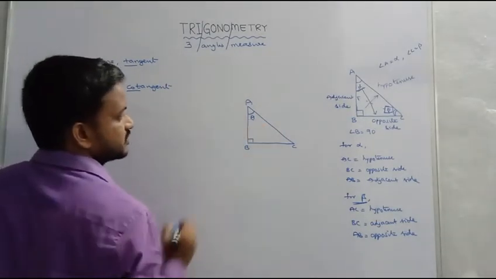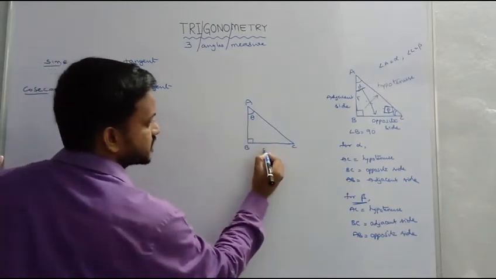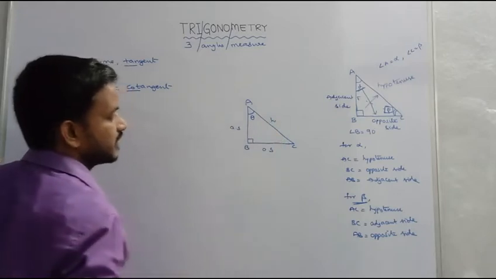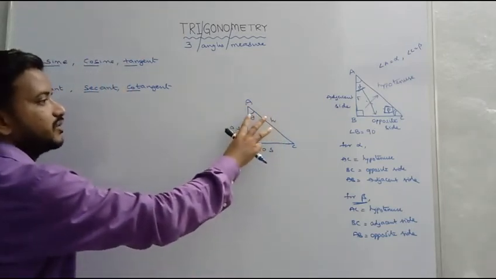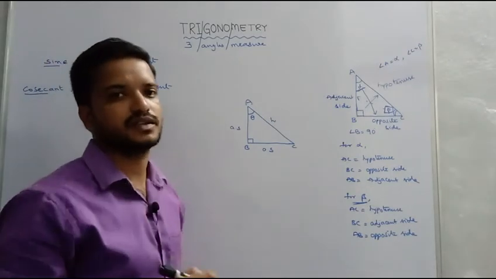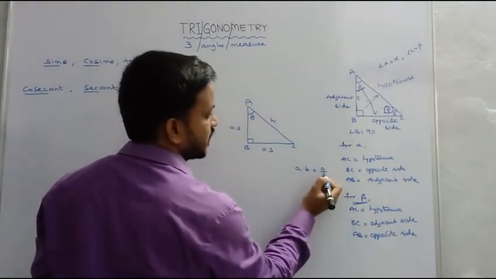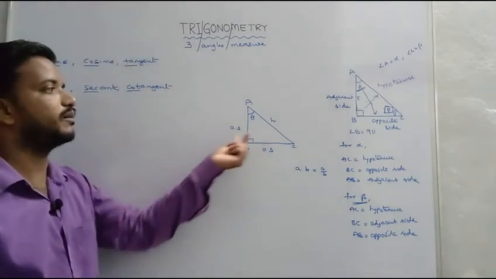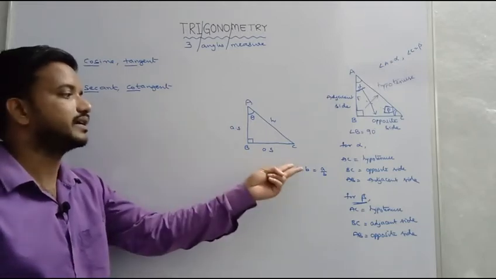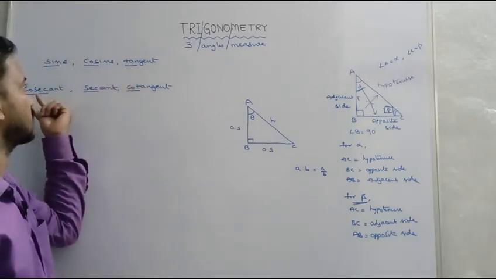So for this theta, BC is opposite to theta, so this is the opposite side, and this is the adjacent side, and this is the hypotenuse. By using these three sides, we can write 6 ratios. Generally a ratio consists of 2 terms, isn't it? So generally we write the ratio as A is to B, even it is the same as A by B. Just compare the sides. By taking any 2 sides, we will get a ratio, and later we name that ratio as sin, cos, tan or cosec, sec, cot.